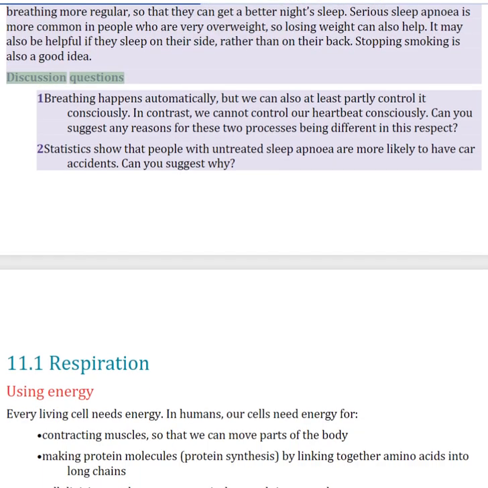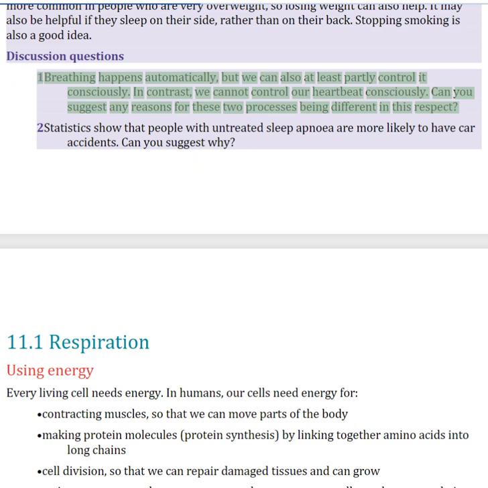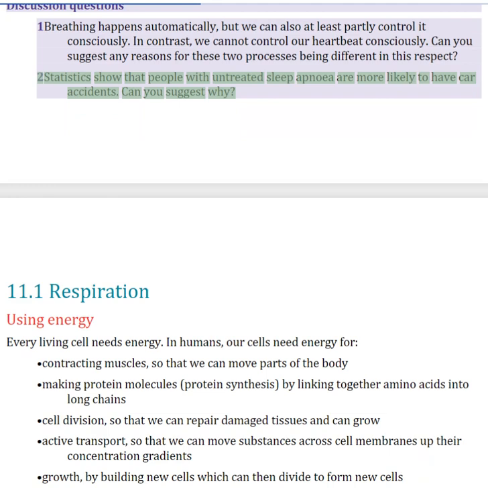Discussion questions. 1. Breathing happens automatically, but we can also at least partly control it consciously. In contrast, we cannot control our heartbeat consciously. Can you suggest any reasons for these two processes being different in this respect? 2. Statistics show that people with untreated sleep apnea are more likely to have car accidents. Can you suggest why?